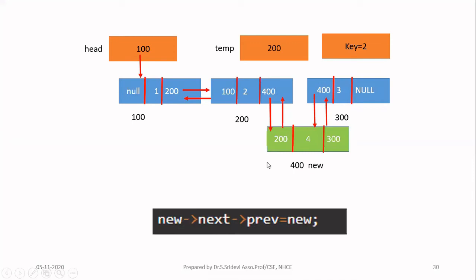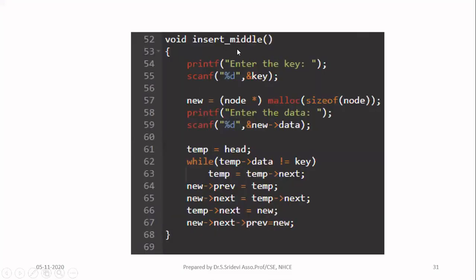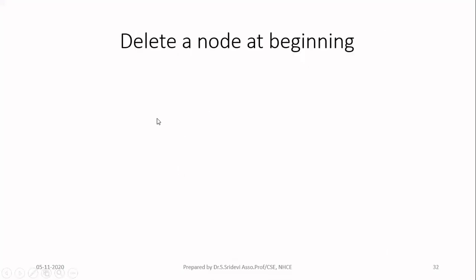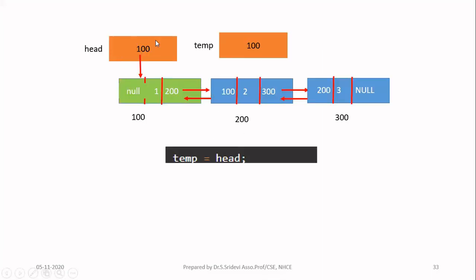There are so many ways available, but you would need extra pointers. To avoid that, I have done it like this. Now we have updated all the 4 pointers. So the insertion in the middle is over. Now let us go to delete at the beginning of the linked list. In delete at the beginning, I want to delete the green color node, which is the first node of the linked list.